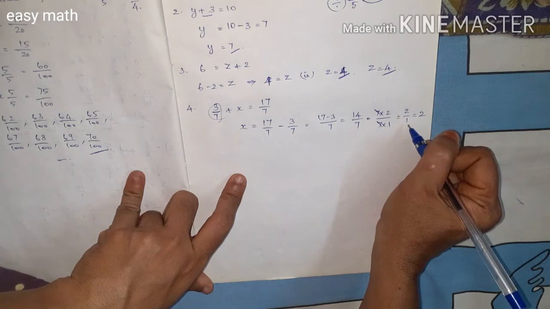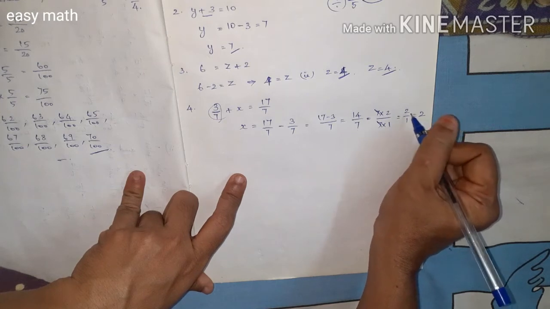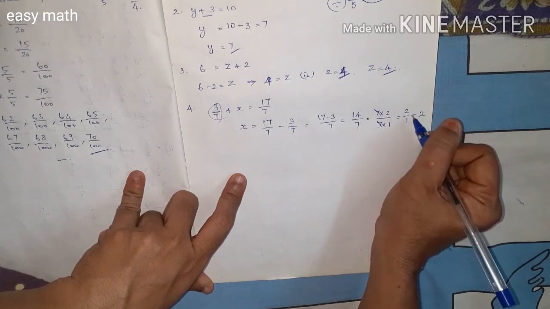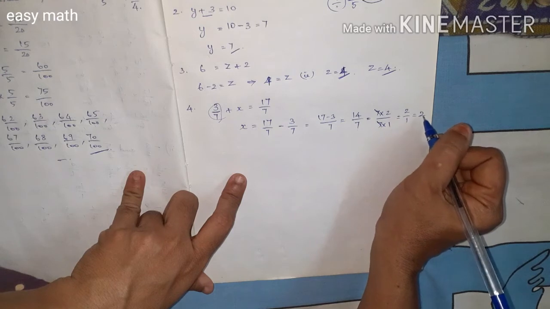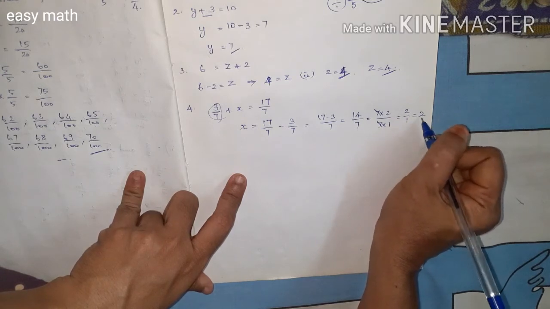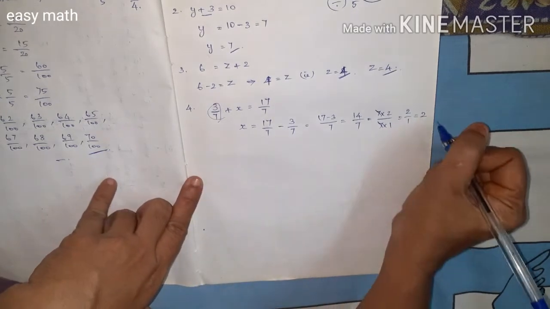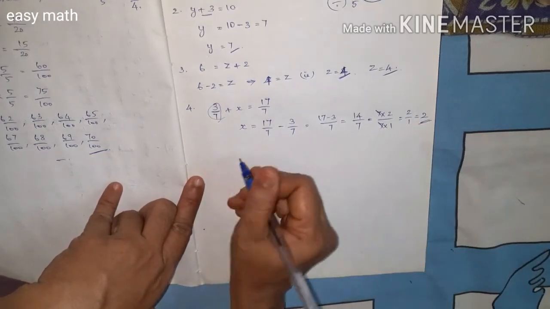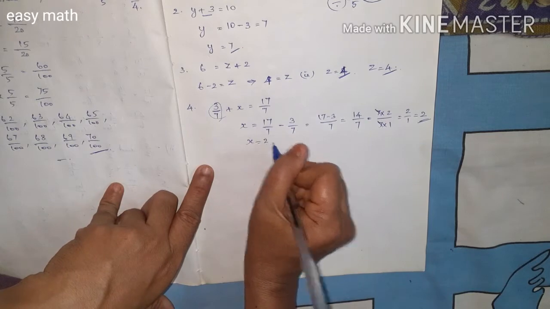Any number divided by 1 equals the same number. 4 by 1 equal to 4. 5 by 1 equal to 5. So 2 by 1 equal to 2. That is x equal to 2.